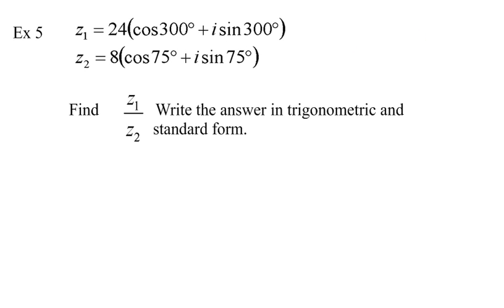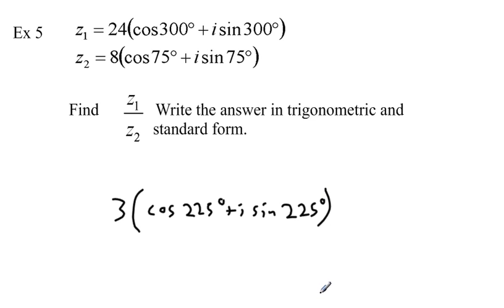Okay, let's look at a division problem. To divide these complex numbers, we can simply divide what's on the outside, 3, times, and subtract the angles. The cosine of 225 degrees plus i times the sine of 225 degrees. And that's it. We're done.